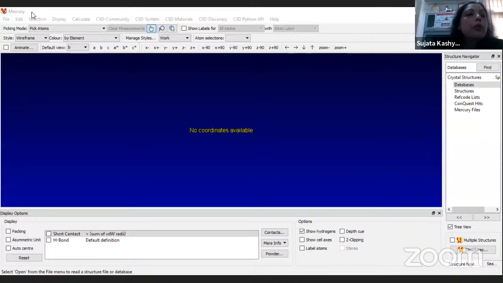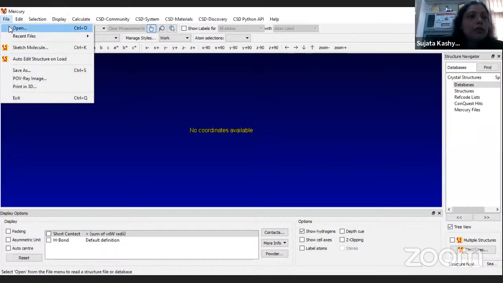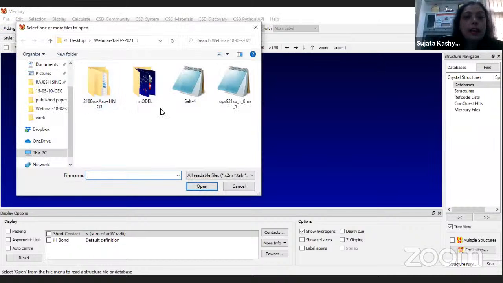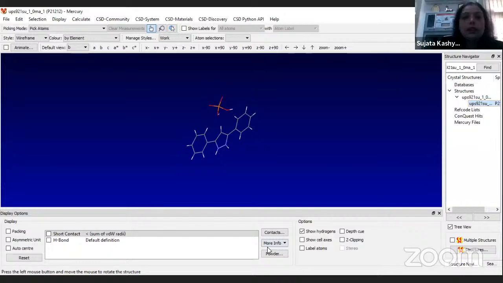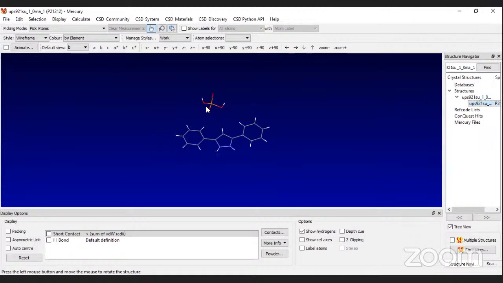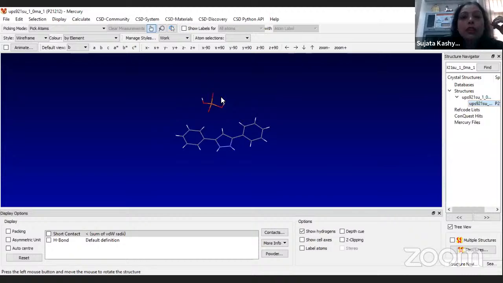Okay, so I'm going to demonstrate how we can use Mercury software for our system or molecule. First, we will open the CIF file. This is the CIF file. See, this is the diphenyl protonitrile, and in the vicinity, we can see the dihydrogen phosphate molecule.